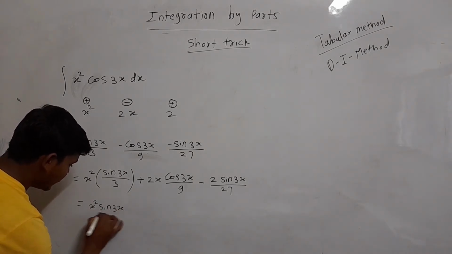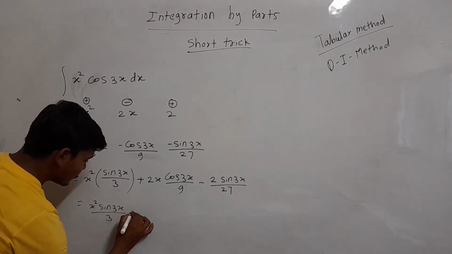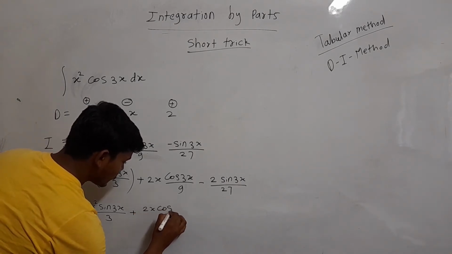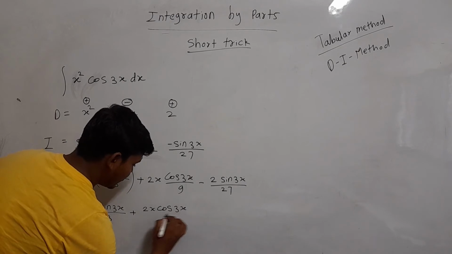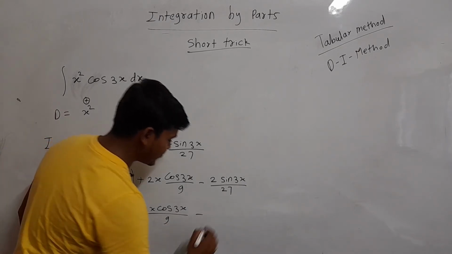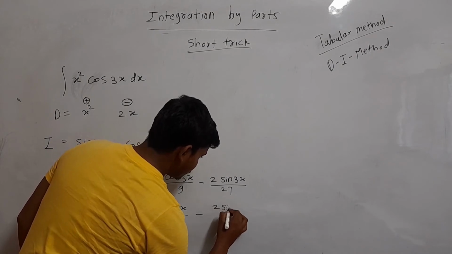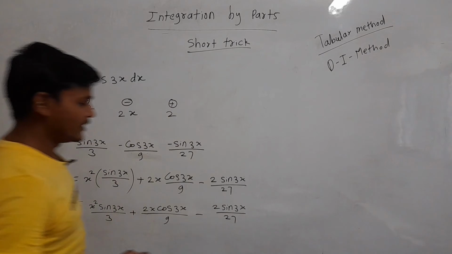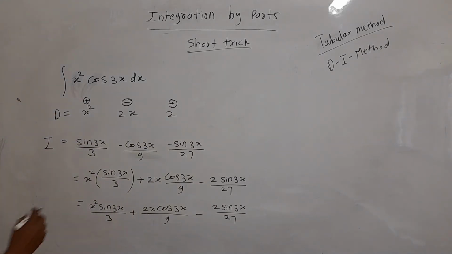So we have x square sin 3x by 3 plus 2x cos 3x by 9 minus 2 sin 3x by 27, and this is your final answer.